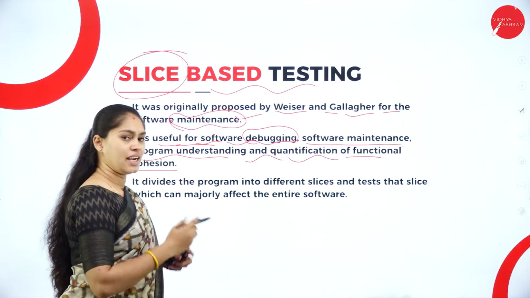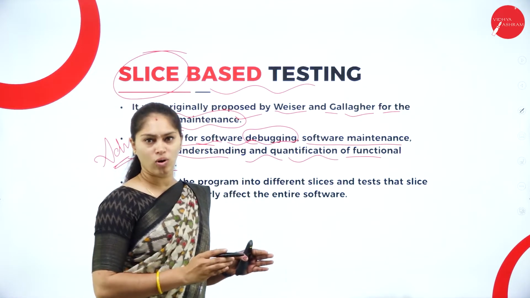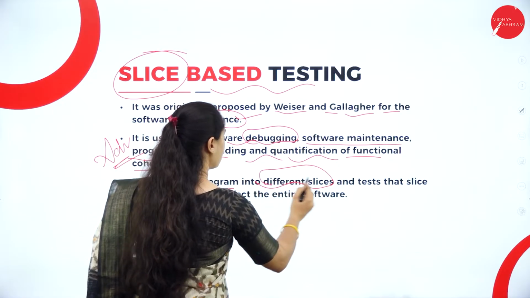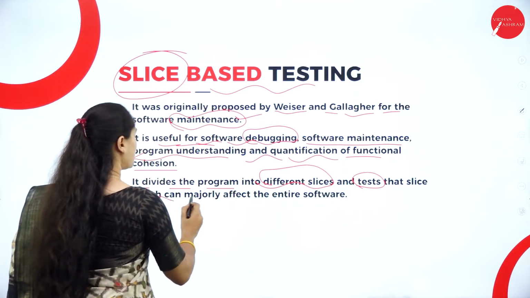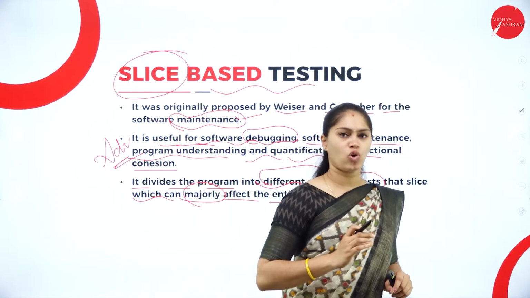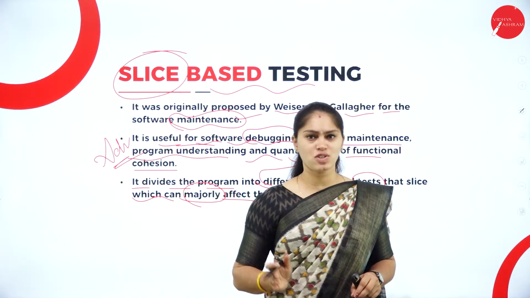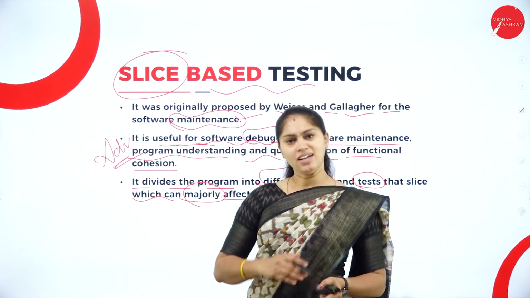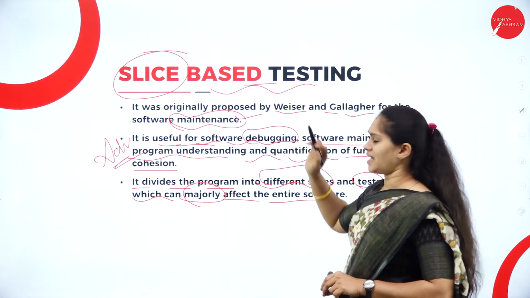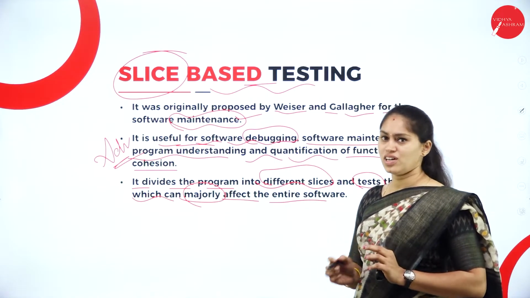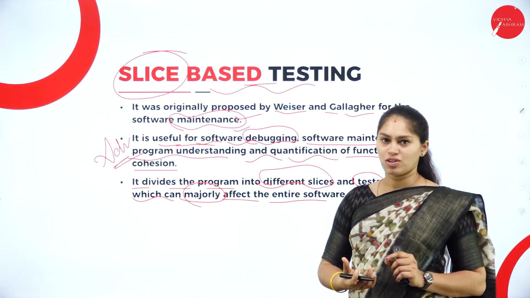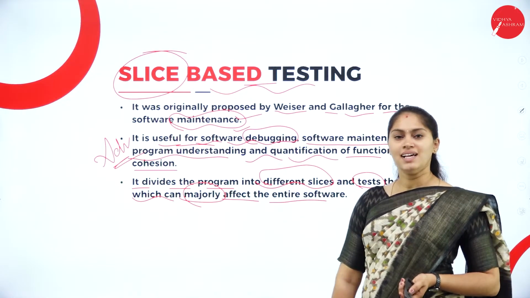It is slice. It does not take the program as a complete whole unit. Instead, it divides the program into different slices and tests the slice which can majorly affect the entire software. So if any one code segment is affecting the complete software, whether it needs to be retained or deleted, everything is tested in slice based testing. It is also helpful for debugging, to maintain the quality and efficiency of a software. This is regarding slice based testing.